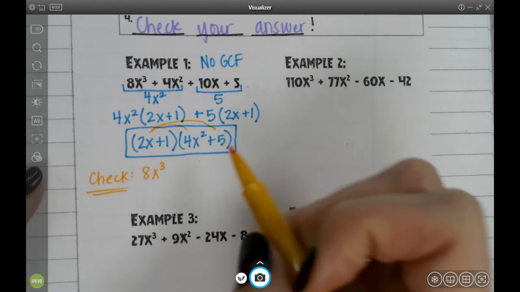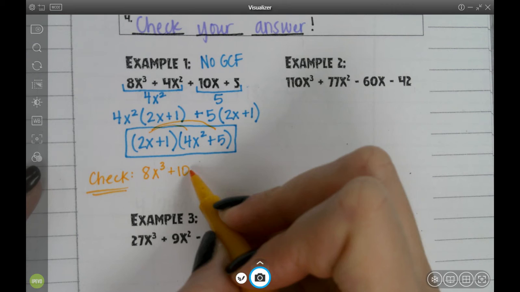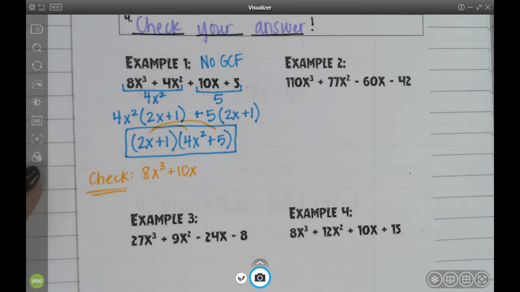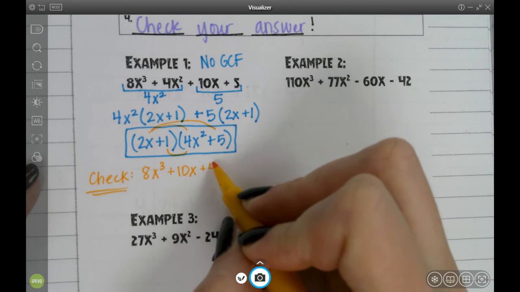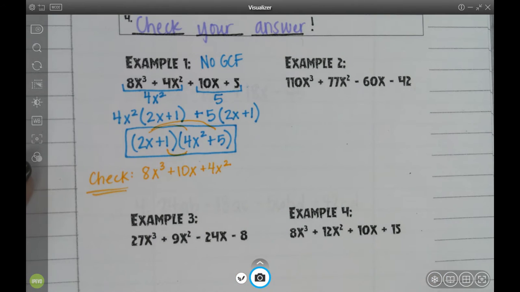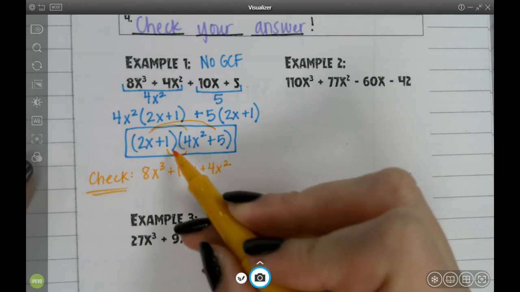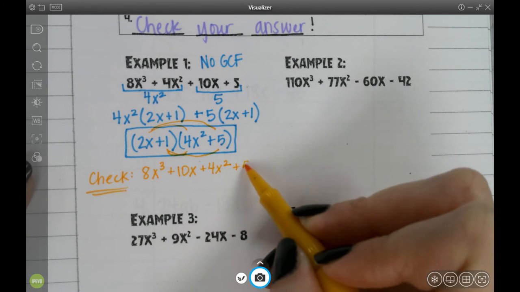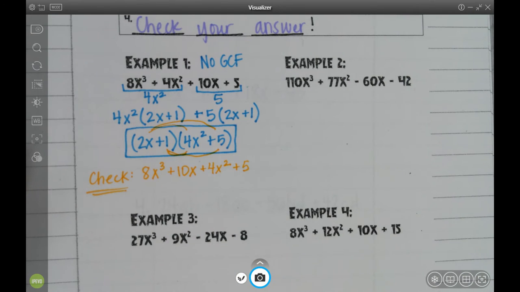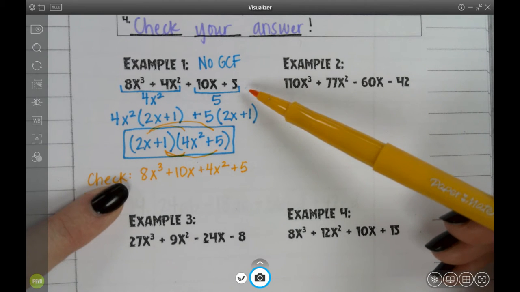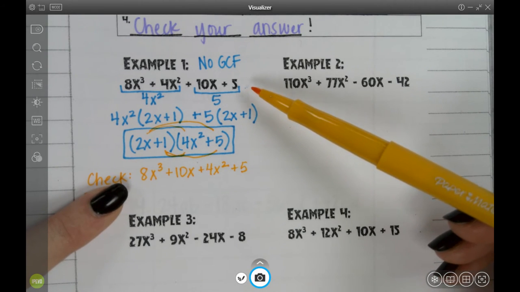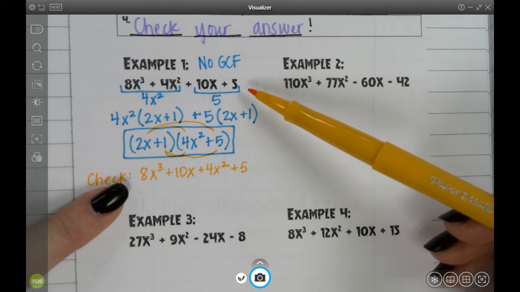2x times 5, 10x. 1 times 4x squared is 4x squared. And 1 times 5 is 5. Now, are these the exact same right now? They're the same, they're just not in the same order, right?